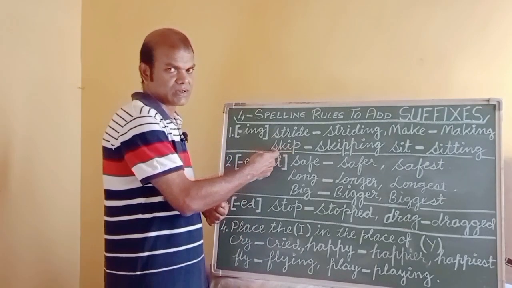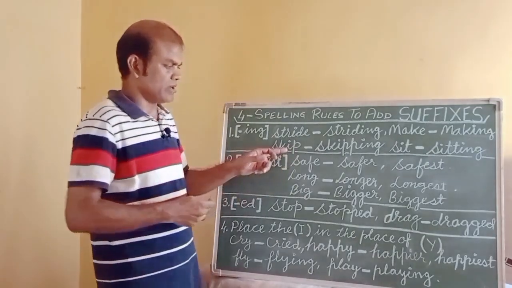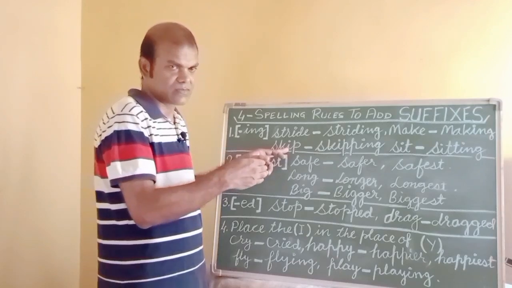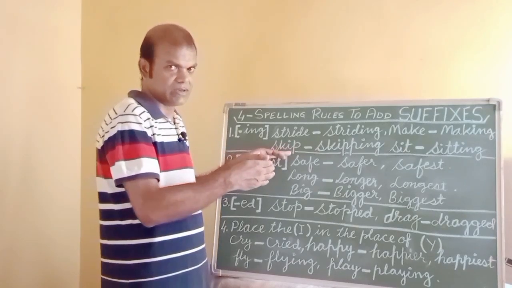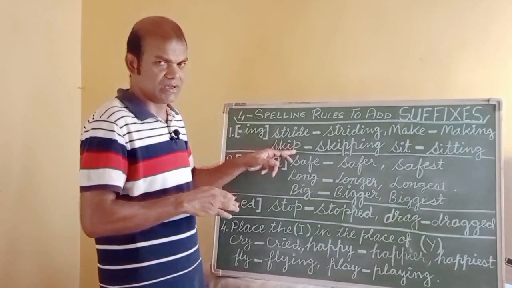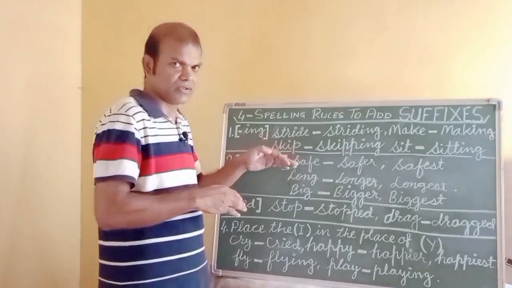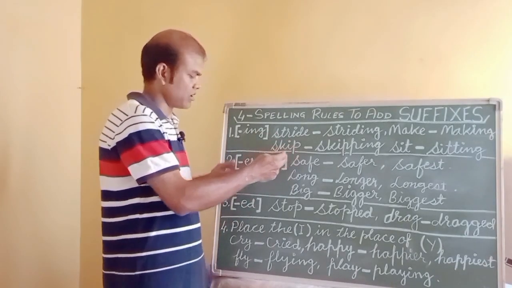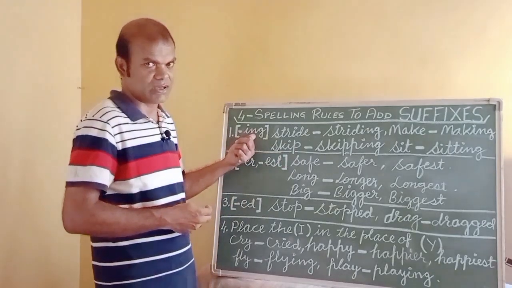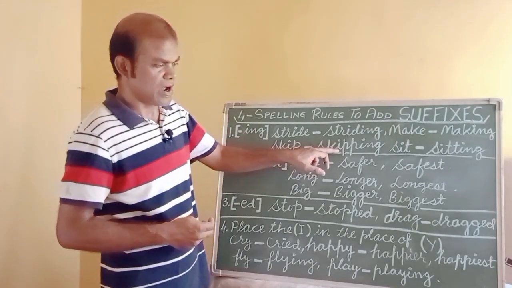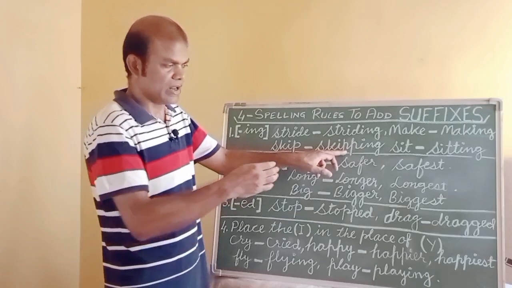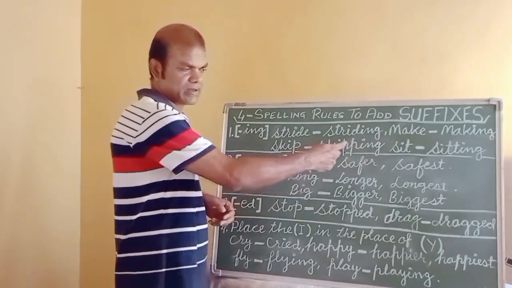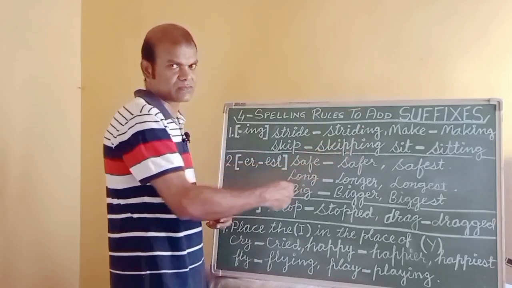Skip. This is a word, skip. You can see the vowel i, and this i has the short vowel sound. Skip, the short sound, and the consonant p follows the short vowel sound. In this case, we are going to double this p before adding ing. Skip, we add another p and then we add the suffix ing. We get the present participle skipping.